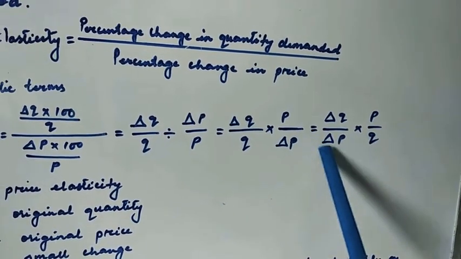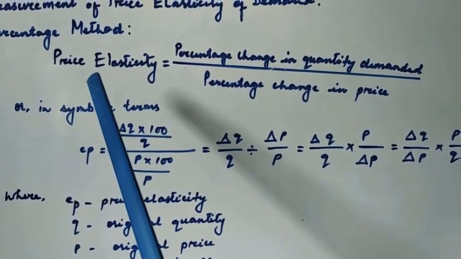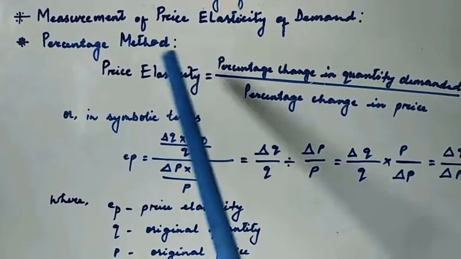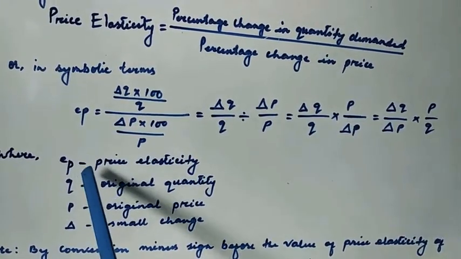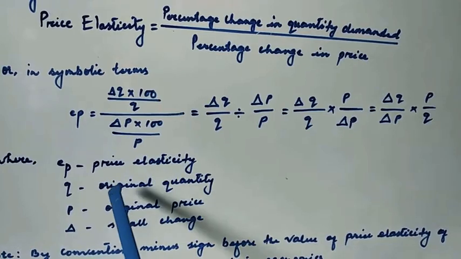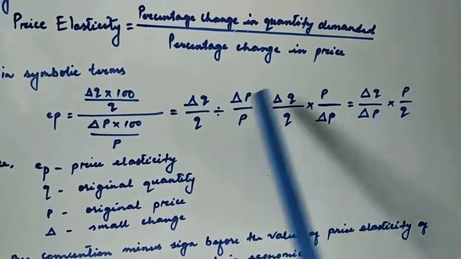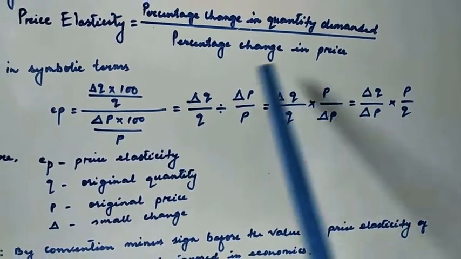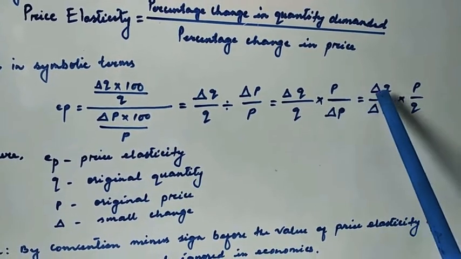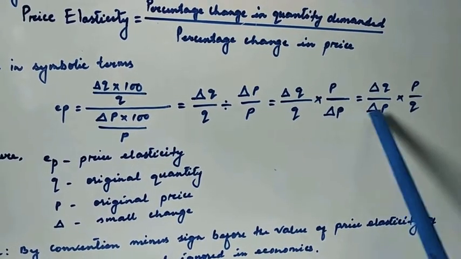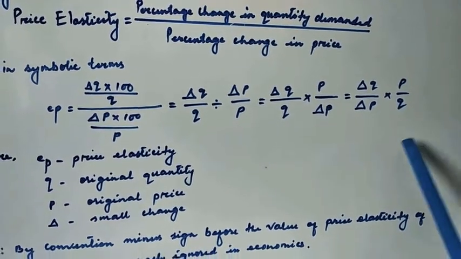Actually this is the formula that we are going to use when we are measuring price elasticity in the percentage method. This is the formula where EP is the price elasticity, Q is the original quantity, P is the original price, and this small triangle means small change. So this means change in quantity demanded, change in price, into original price and original Q.